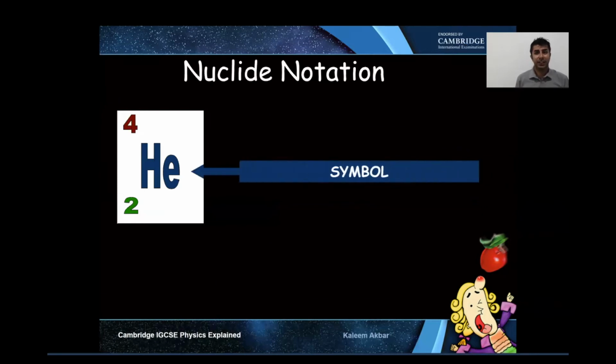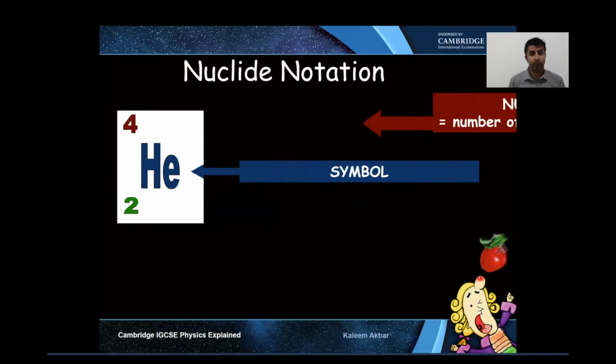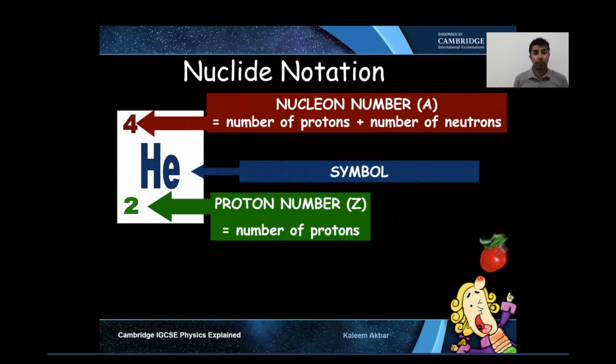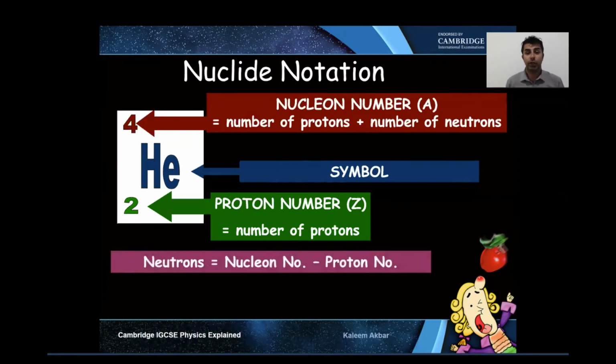So, here is our nuclide symbol or nuclide notation for helium. As already mentioned, nucleon number A at the top, number of protons plus number of neutrons, proton number or atomic number at the bottom, often represented by the letter Z, which is basically the number of protons and happens to be the number of electrons in a neutral atom. Neutrons equals nucleon number minus proton number.